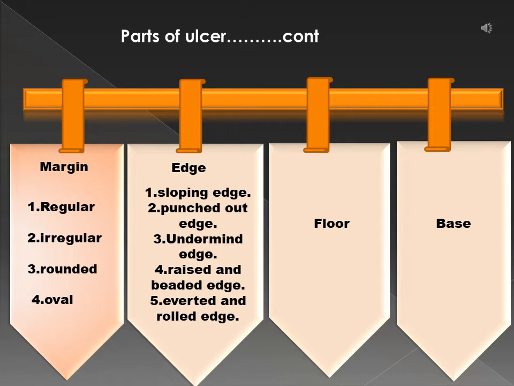The next one is floor. It is the exposed surface of the ulcer, which contains granulation tissue, or in an unhealthy ulcer it contains slough, or we can say a pus discharge. Now the next one is base. It is the one where the rest of the ulcer is raised.